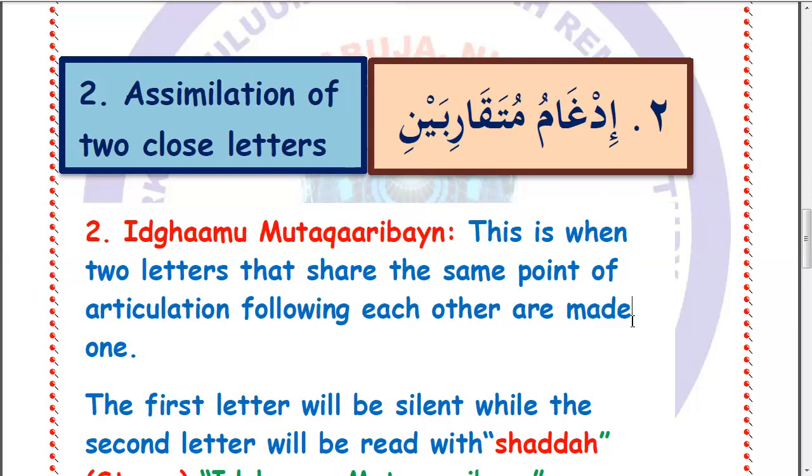So Idghaamu Mutaqaaribayn is the assimilation of two close letters, two letters that are close to each other at the point of articulation. This is when two letters that share the same point of articulation, following each other, are made one, read as one letter. That is known as Idghaamu Mutaqaaribayn.